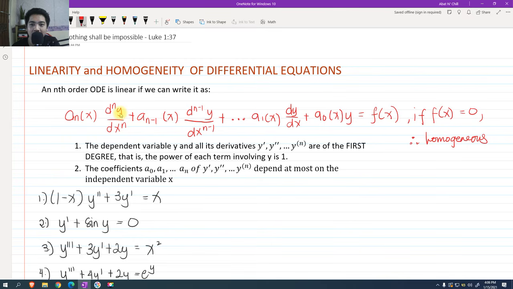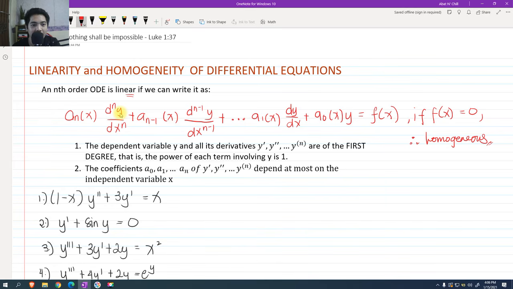It should not contain the dependent variable. In our equation, the dependent variable again is y. So here is the form. If f of x equals 0, then it is said to be homogeneous. If not, if this f of x actually contains a constant, that's non-homogeneous. So, we have two things to take note of with regards to linear differential equations.